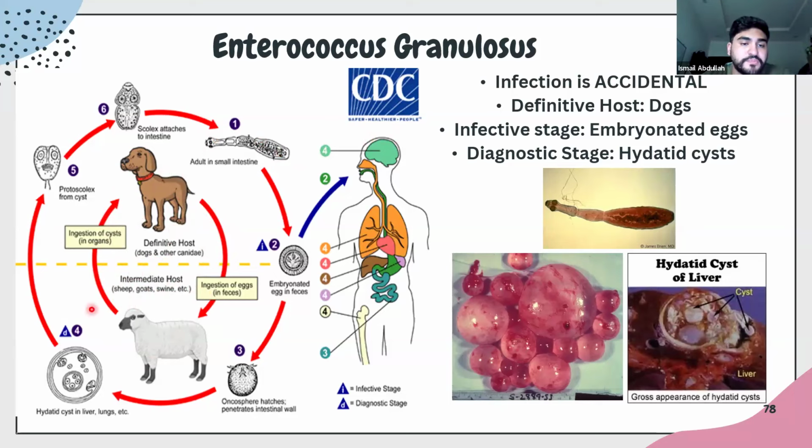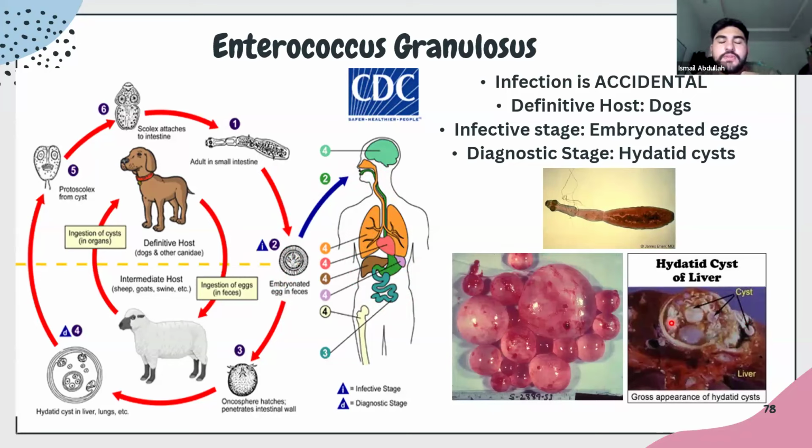So what happens is that you will have these embryonated eggs in the feces of the dog that will be ingested by the child. And as I told you, I don't think that children are well hygienic, so whatever is in their hands, they're going to put in their mouth because they love to explore, right? So these embryonated eggs are going to be ingested by the child, and then they're going to form this thing called a hydatid cyst, which is literally right here.